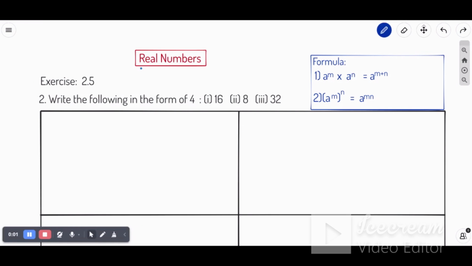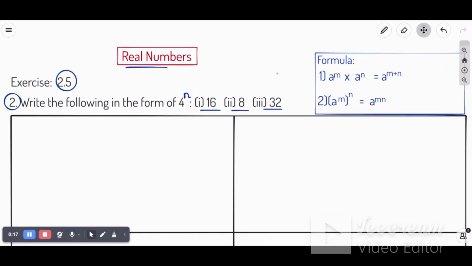Hi everyone, let us start with real numbers, exercise 2.5 and question number 2 today. Write the following in the form of 4 power n, which means you have to express all these given numbers in terms of powers of 4. So let us start our question.